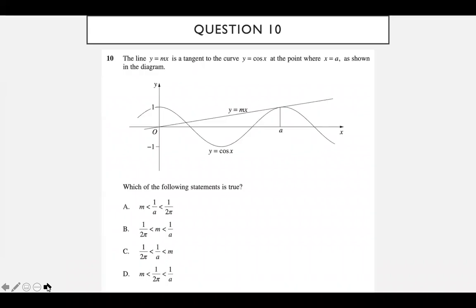And finally, in the multiple choice, we have a situation where the line y equals mx is a tangent to a curve y equals cos x, and students at that point would be able to work out where the end of one wave was to get an idea of the y value. But then what they need to do is to work out which of the following statements is true, to look at what is the value of a. So what is the value of 1 over a?